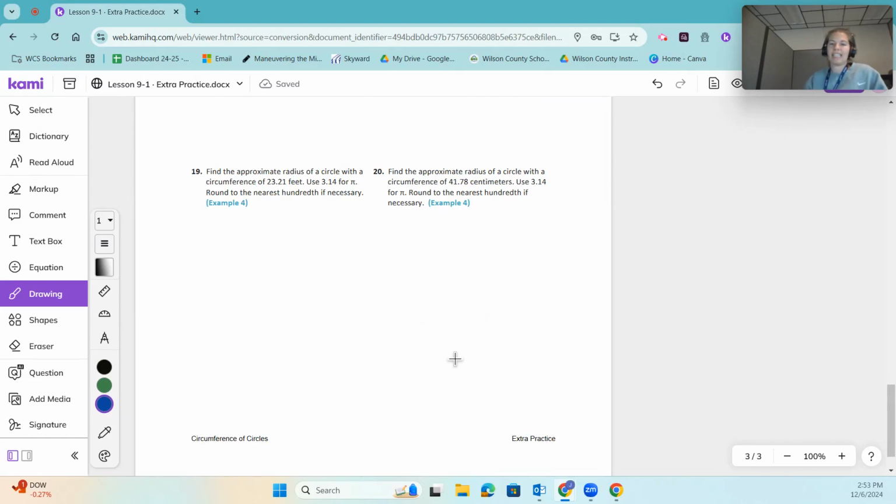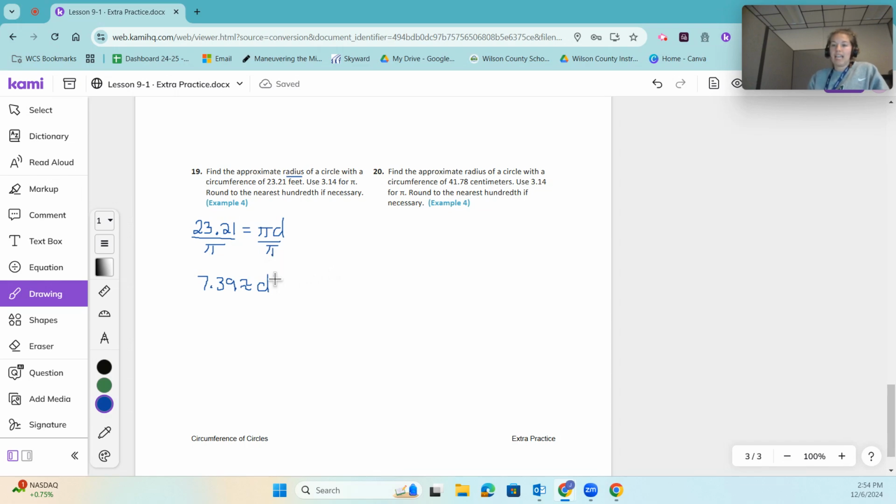And then this one has several steps. We're going to just do one like this, where it wants you to find the radius when they give you the circumference. Okay, so first thing we have to do is find the diameter, then we can find the radius from there. So 23.21 is my circumference, and then pi times diameter. Again, I'm going to divide by pi here in order to find my diameter. So 23.21 divided by 3.14 gives me 7.39, which is approximately equal to the diameter.